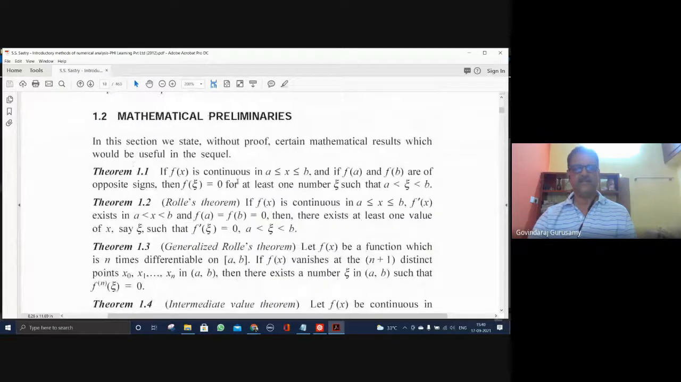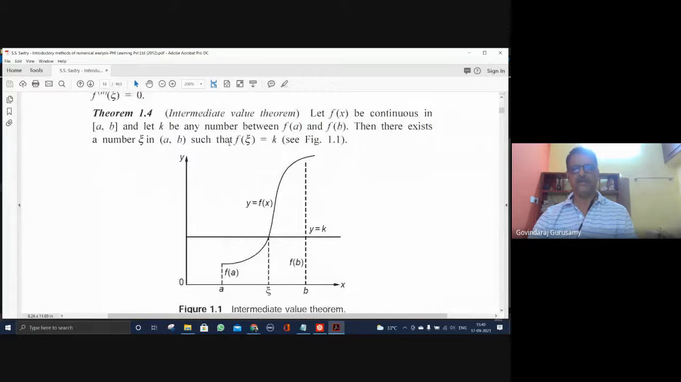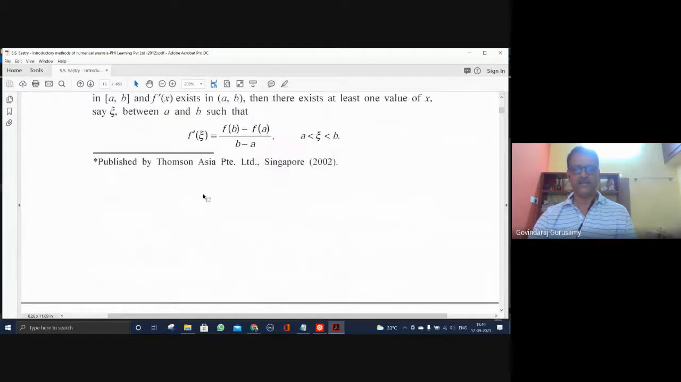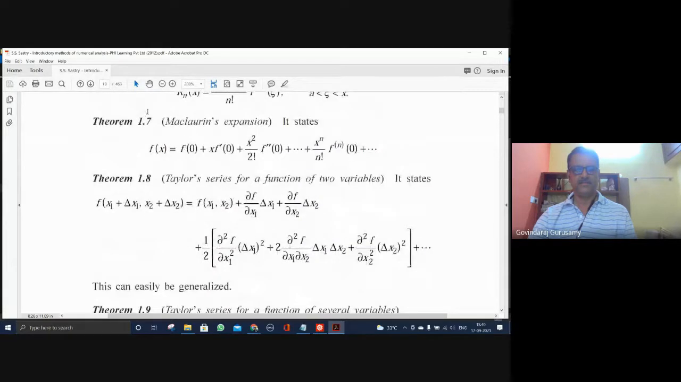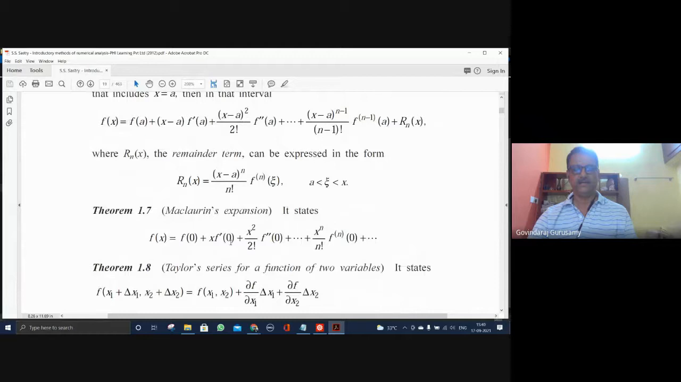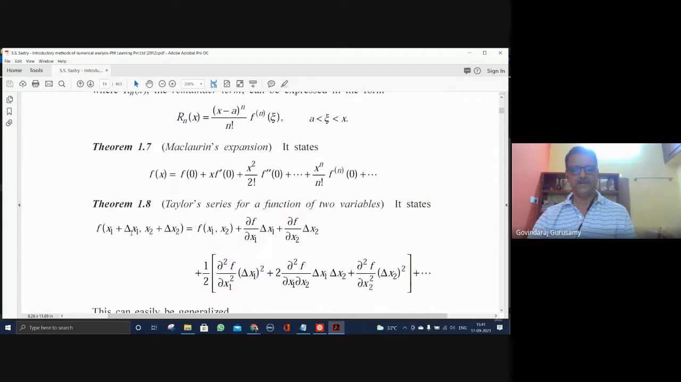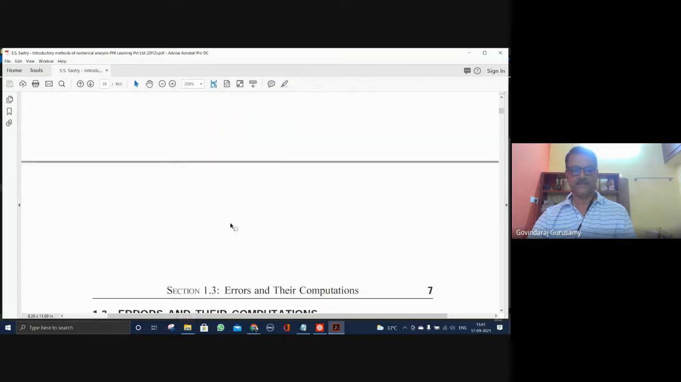Mathematical preliminaries: theorem 1, theorem 2, theorem 3, theorem 4, these are all familiar. There's nothing great here. 5, 6, 7, 8. See, this and this are very easily connected. This is called the Maclaurin expansion, and this is the Taylor expansion. And if you have multiple variables, what to do? That also has been given. There is another series, several functions, several variables.